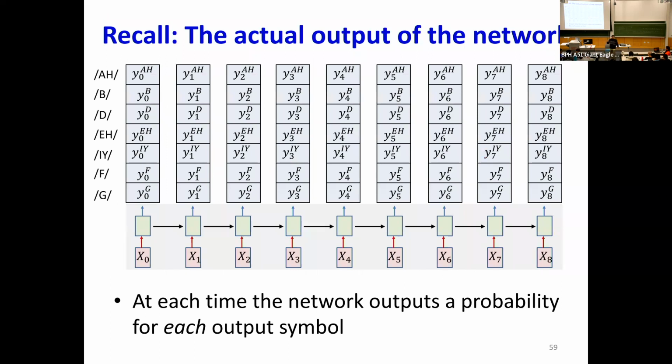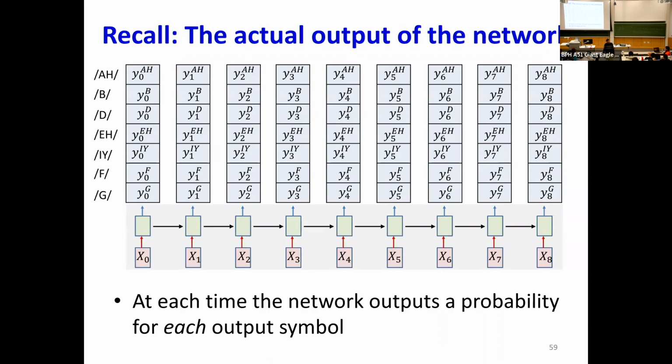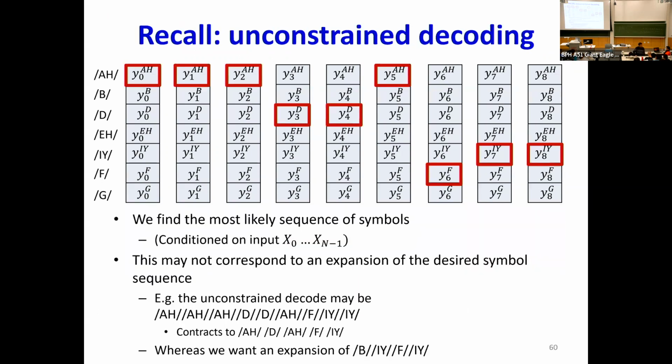So our problem now is to find out the most probable alignment given an input and the symbol sequence, right? Now, at each time, the network outputs a probability for every single symbol in your vocabulary, right? Now, suppose I was told that this was the word beefy. I'm trying to align the symbol sequence beefy to the input. If I simply pick the most likely symbol at each time, will I get an alignment of beefy to the input? Why not?